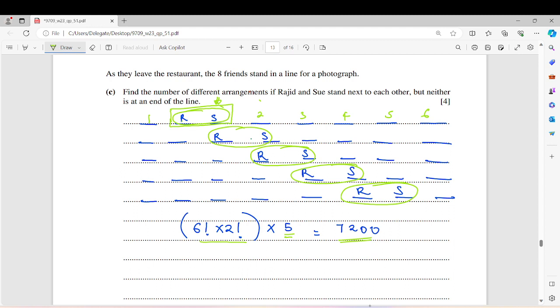So 6 factorial ways times 2 factorial, and we've seen that Rajid and Sue could occupy 5 positions where they are at neither end.